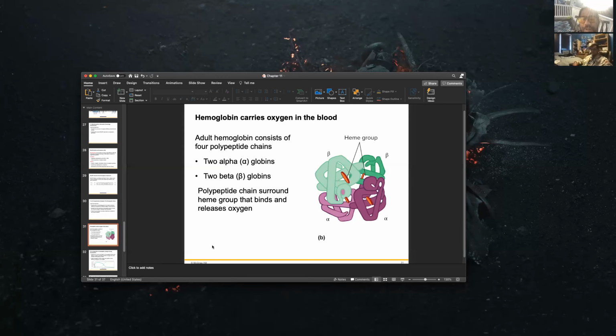And then there's a polypeptide chain that surrounds the heme group, which you see in those disc-shaped things. That's the heme group, the thing with iron in it that binds to the oxygen itself and releases it. So that's basically what hemoglobin looks like. Good to know that. Comes up all the time.